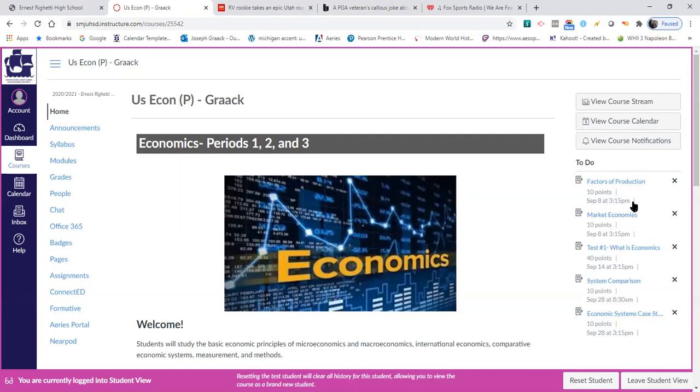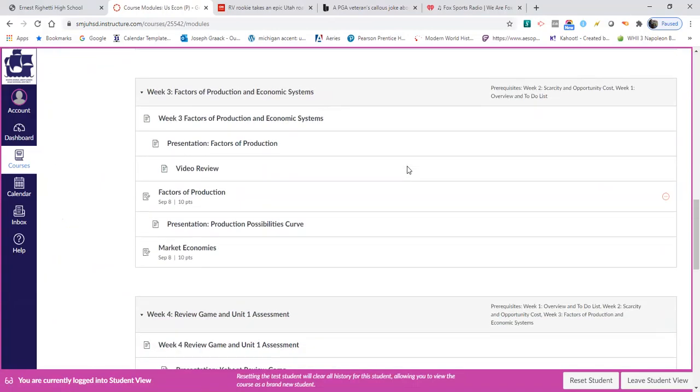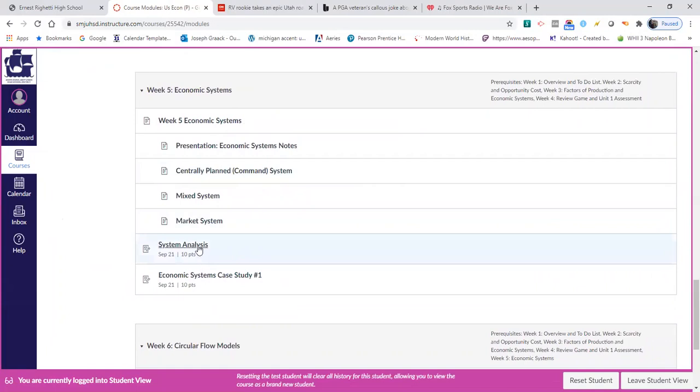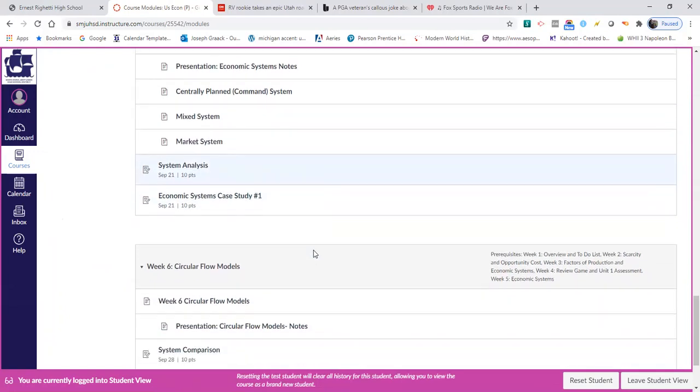This week, we'll take a look at circular flow models. Last week, we looked at specific economic systems, the three most popular that we had. I told you not to worry about the system analysis and the system comparison until this week. So those are still open and will be open for quite a while. So when you take a look at your modules, module five, remember, was the system analysis and then the case study. And so you can see that those are open for a while. They were technically due yesterday, but I told you not to worry about them until then.